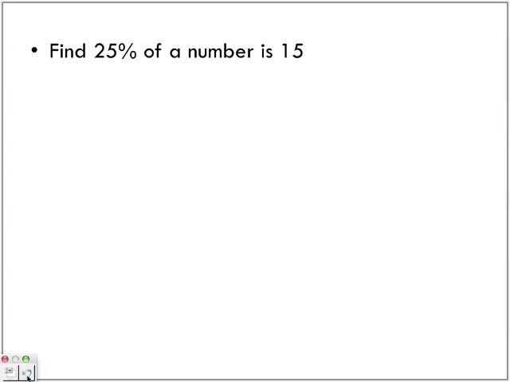Find 25% of a number is 15. Now, if we're going to think about a test, this 15 in that test means what? There are two options that it can fit. It's either the number of marks you got, or what the test is out of. So what does that 15 represent? Is it what the test is out of, or is it the marks you got? The marks you got.